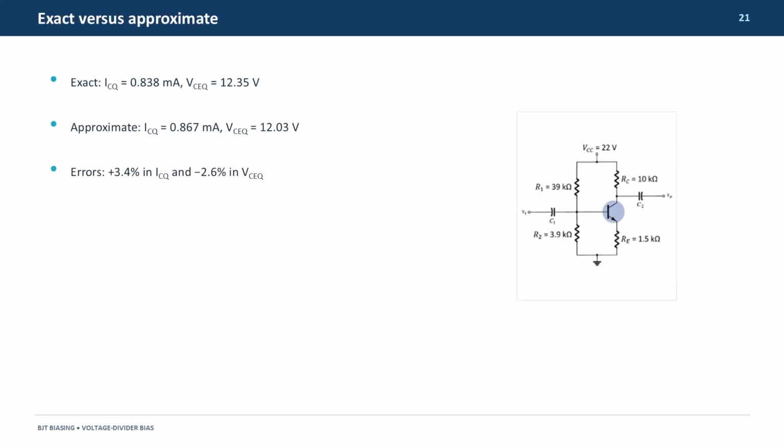For the 22-volt example, beta R sub E is 150 kilohms while 10 R2 is 39 kilohms. So the approximation is acceptable. Approximate analysis gives 0.867 milliamperes and 12.03 volts. Relative to the exact values, the current error is plus 3.4% and the voltage error is minus 2.6%.